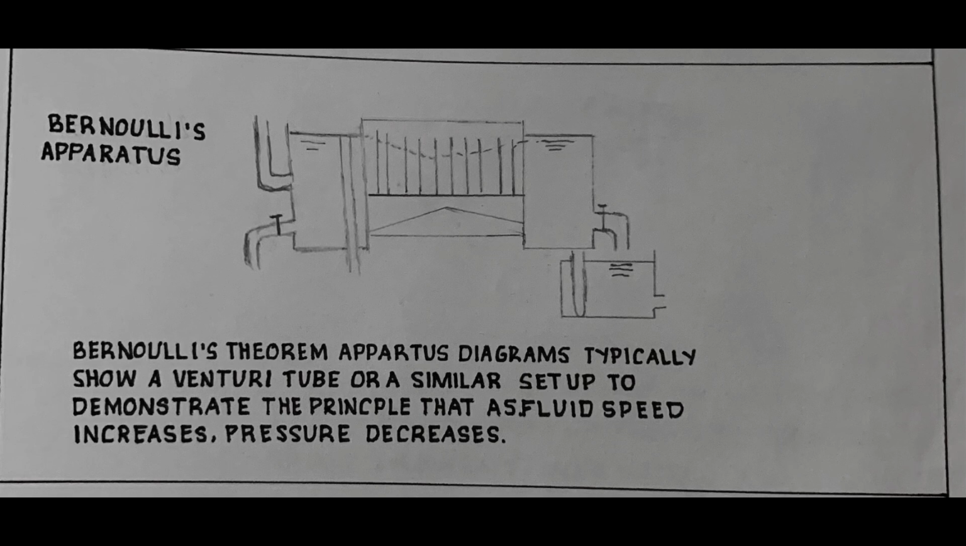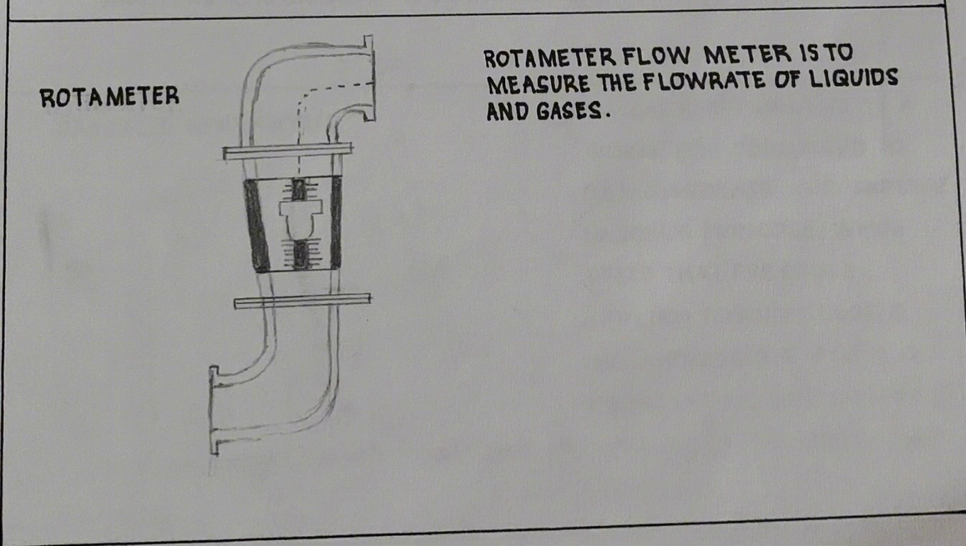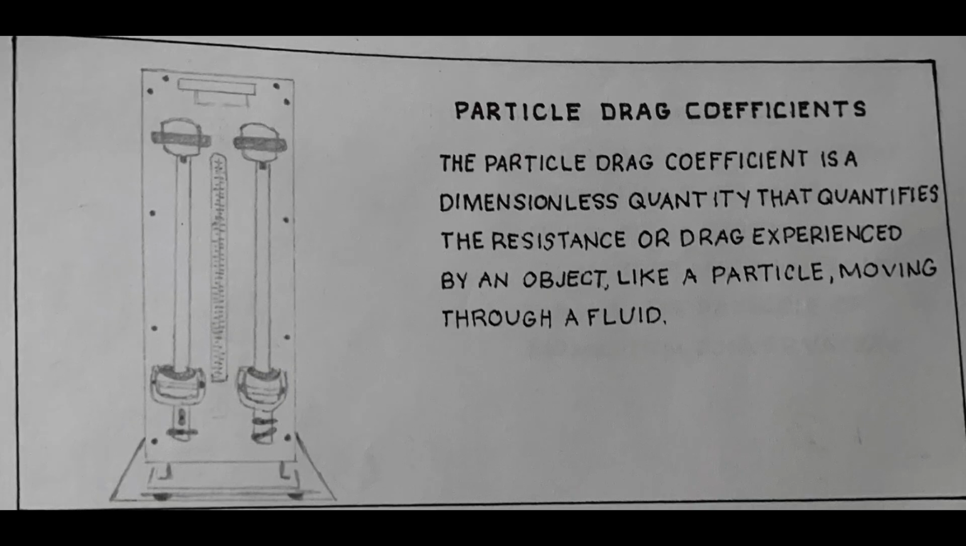Bernoulli's apparatus. Bernoulli's theorem apparatus diagram typically demonstrates the principle that as fluid speed increases, pressure decreases. Rotameter. Rotameter flow meter is to measure the flow rate of liquids and gases. Particle drag coefficient. The particle drag coefficient is a dimensionless quantity that quantifies the resistance or drag experienced by an object, like a particle, moving through a fluid.